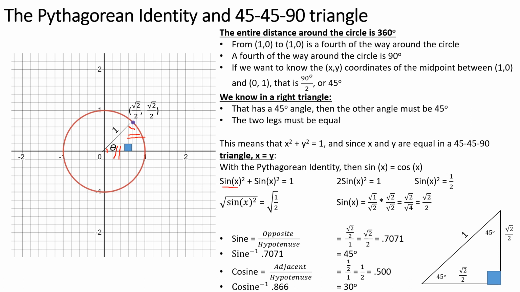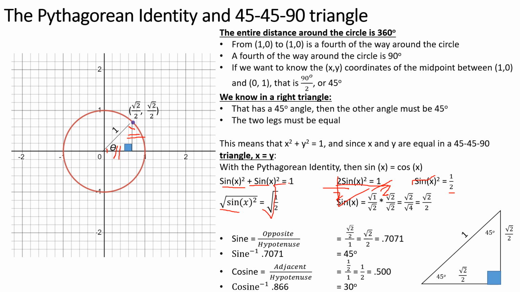So I'm just going to replace cosine squared with sine squared. So sine x squared plus sine x squared equals 1. That's 2 sine x squared. And I'm just going to divide both sides by 2. And that crosses off. I'm left with sine x squared equals 1/2. And I'm going to take the square root of that because I want to find out what it is for x.